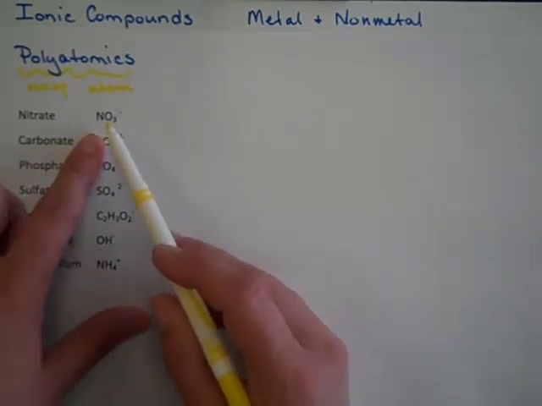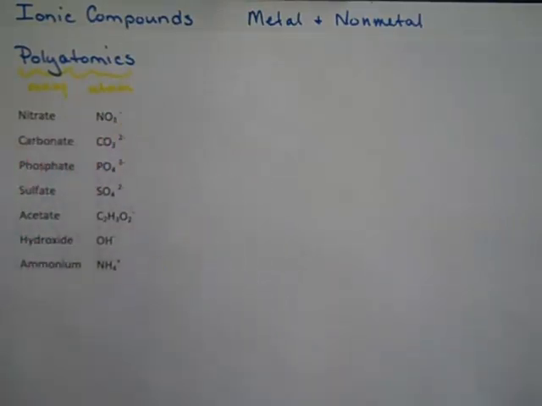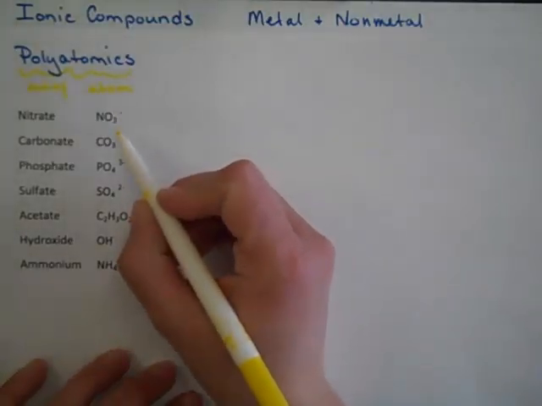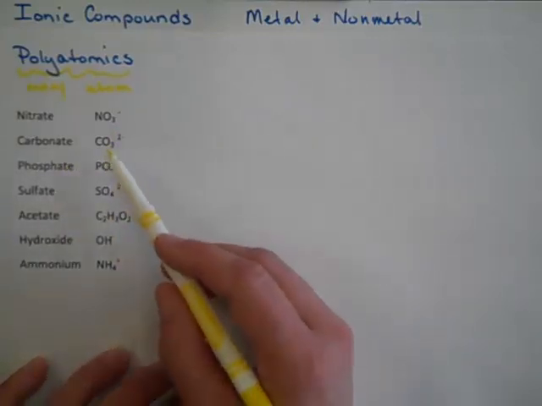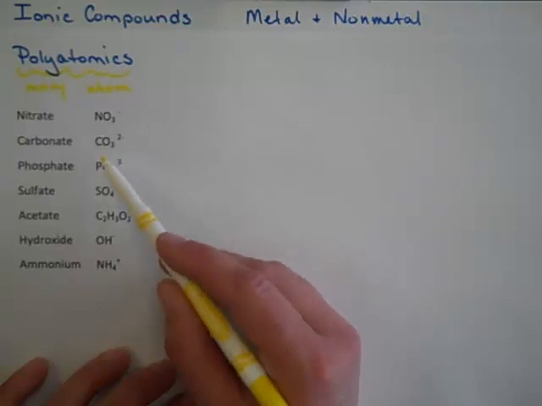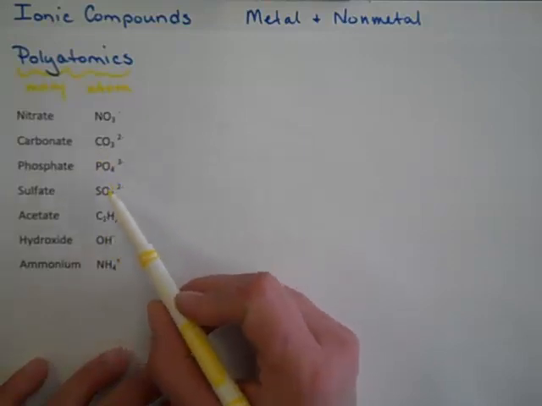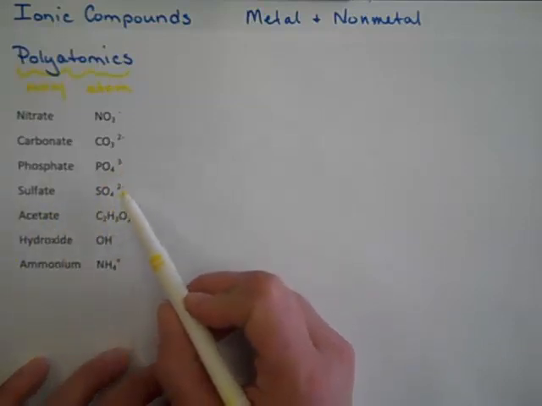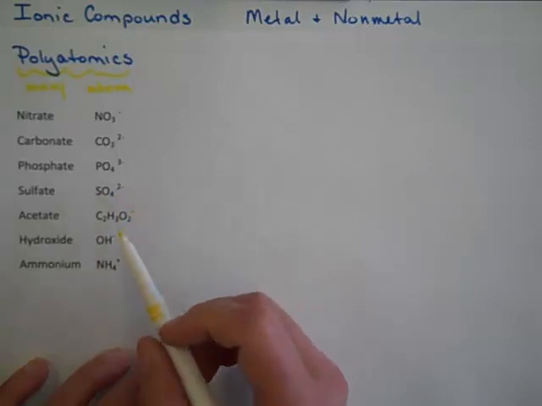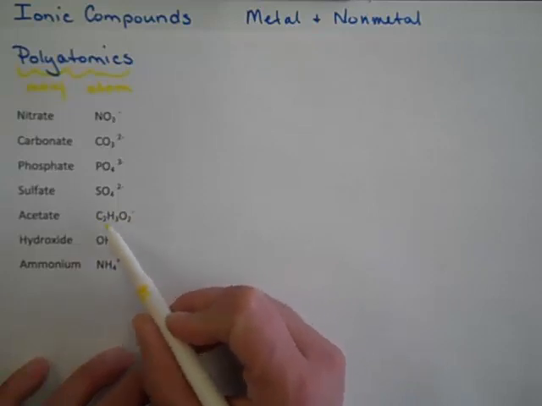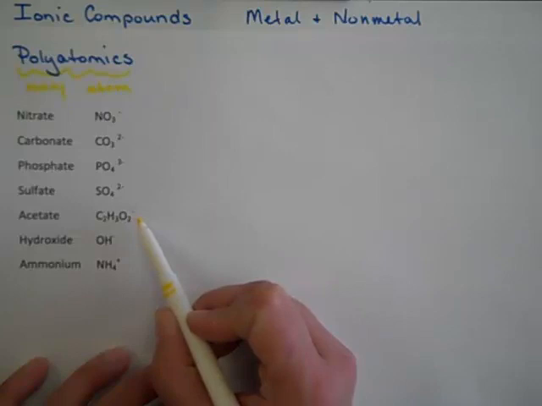Nitrate has a nitrogen and 3 oxygens that bond together as a single unit, and they have a -1 charge overall. Carbonate has a carbon with 3 oxygens, and overall it has a -2 charge, and all of those are going to bond together. Phosphate is PO4, it has a 3 negative charge. Sulfate, SO4, all of those bonded together have a 2 negative. Acetate's kind of interesting because you have C2H3O2. There's a lot of different atoms there, but overall this chunk of atoms has a -1 charge.